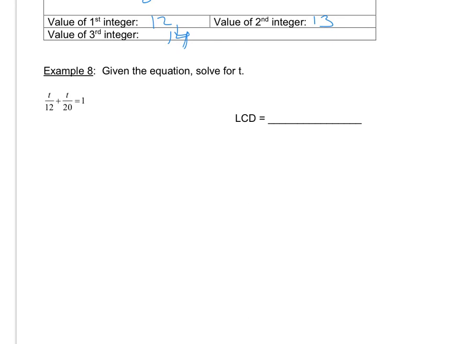Alright, so it says given the equation, solve for t. So here's the thing. This one, when there's a fraction, this is the easiest way to do it. Find the least common denominator, multiply both sides by that, and then it gets rid of the fraction. So the least common denominator between 12 and 20 is, I'm not sure yet, 60. Because can I multiply 12 and have it equal 20? No. Can I multiply 12 and have it equal 40? No. Can I multiply 12 and have it equal 60? Yes.